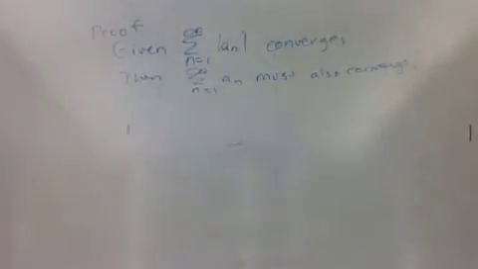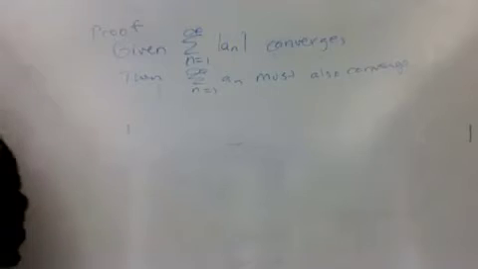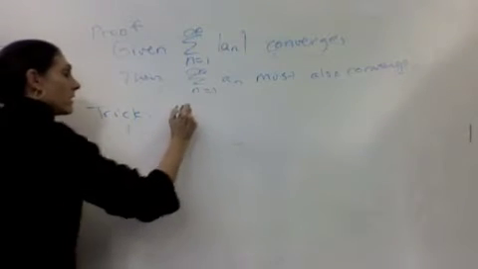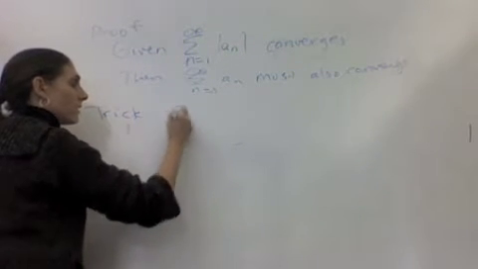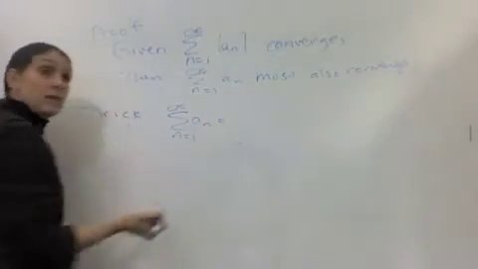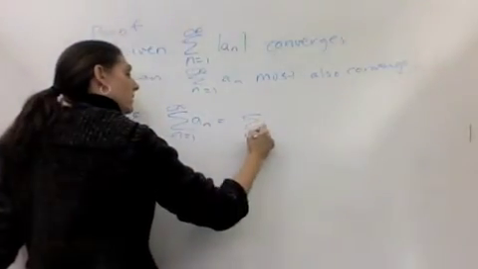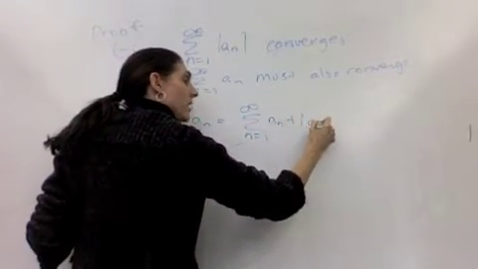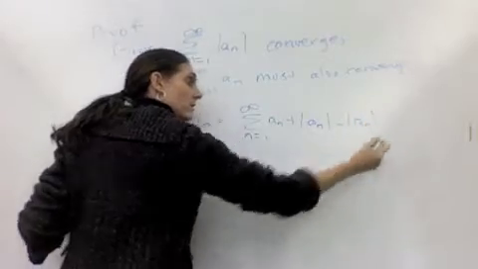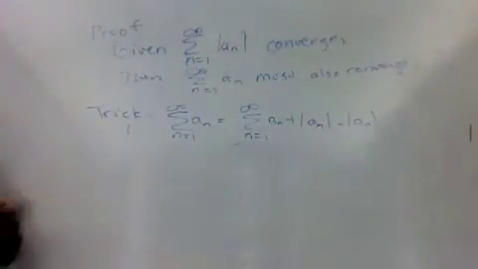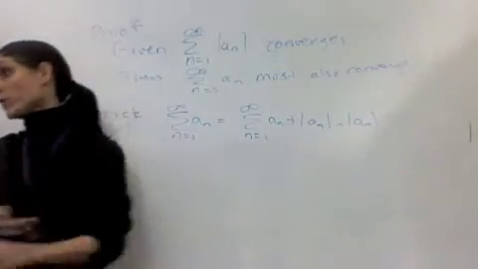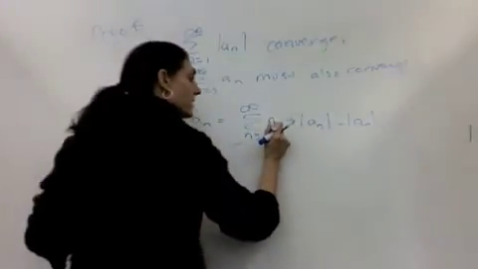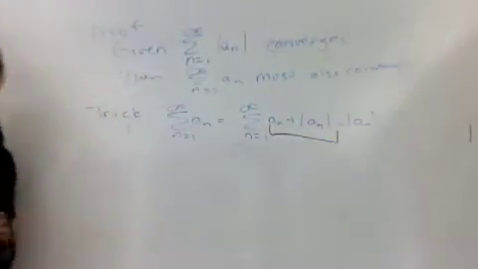So here's the trick to do this. I'm going to say the series is equal to the series with a sub n, and I'm going to add an absolute value term and subtract the exact same term, the absolute value. So this is like adding 0. So I'm good? Okay, so now I'm going to focus on these first two terms of my expression.